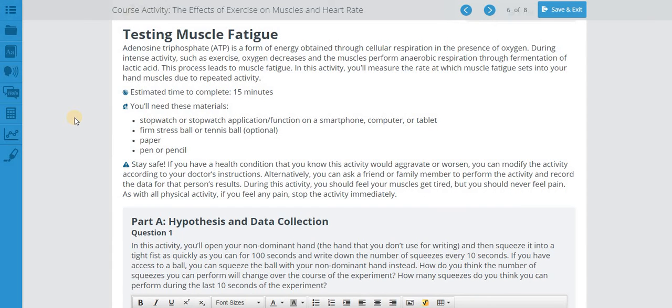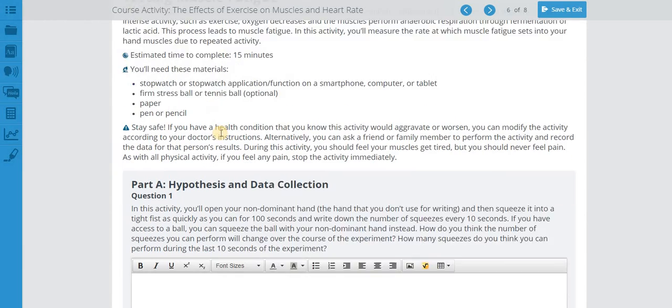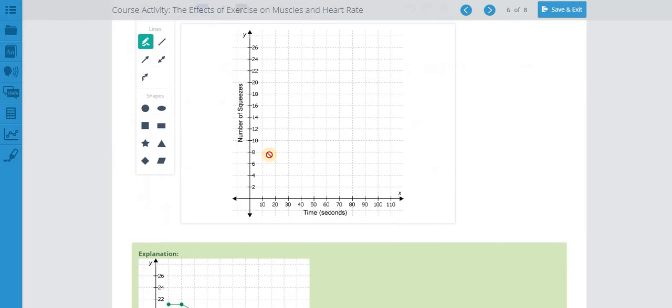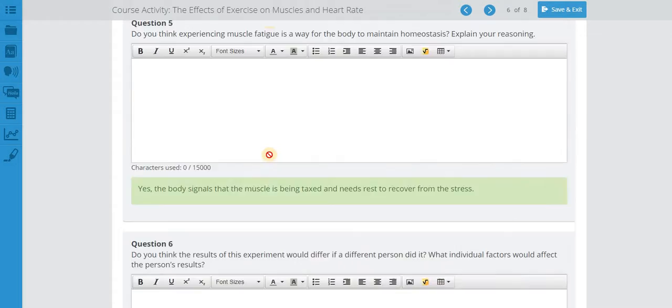Now part 2 is even less fun because you're actually going to test your muscles to see how tired they get. You're going to need a stopwatch, a paper and a pencil, and then some type of a stress ball or a tennis ball. But if you don't have that, you can literally put nothing in your hand, or like a stuffed toy, but you're just going to open and close your hand non-stop for a while. Okay. And then answer these questions, and it's the same sort of thing. Graph it, answer the questions, and then you're done.